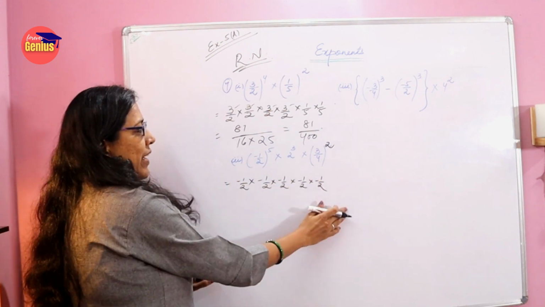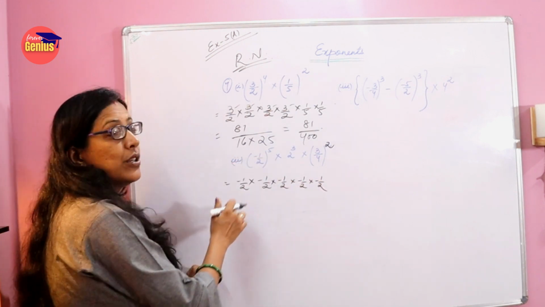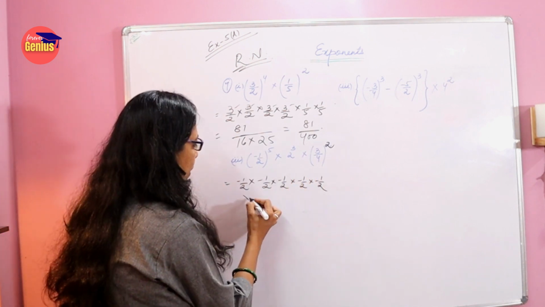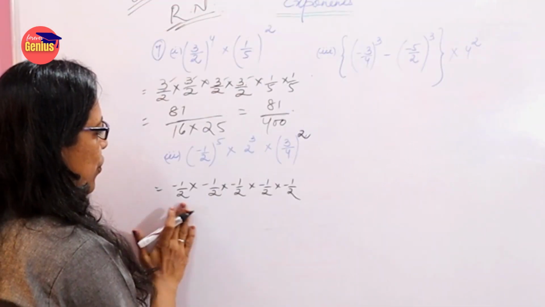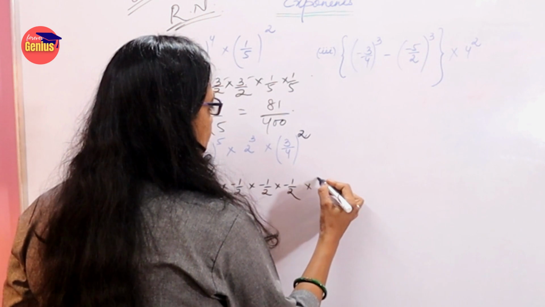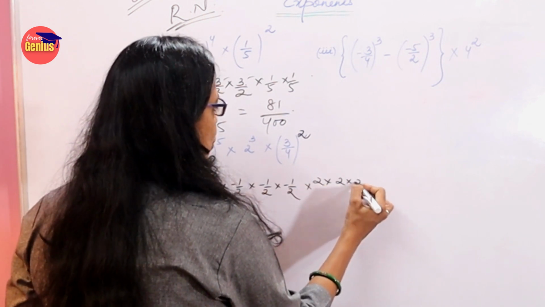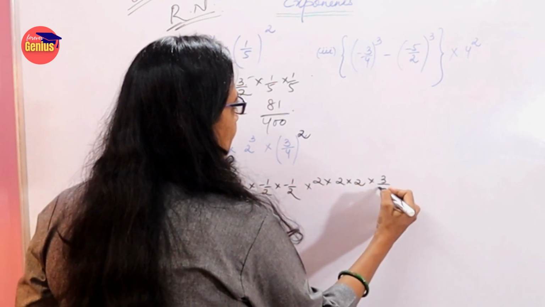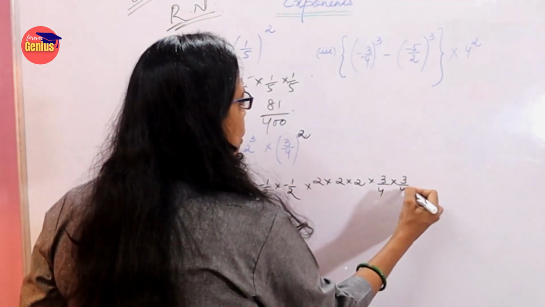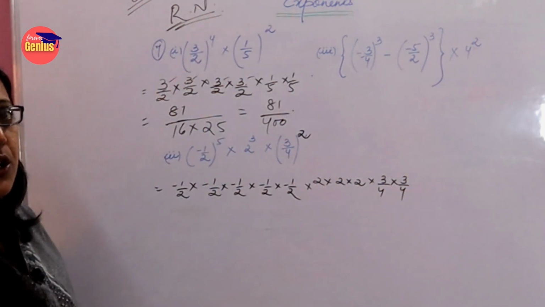I will write it 5 times because it is (1/2)^5. Now times 2/3. Let's do it in a straight line: times 2 times 2 times 2. Now times 3/4 times 3/4, it is written to the power 2.